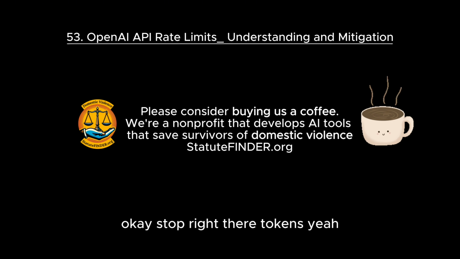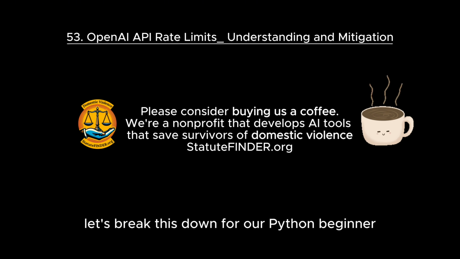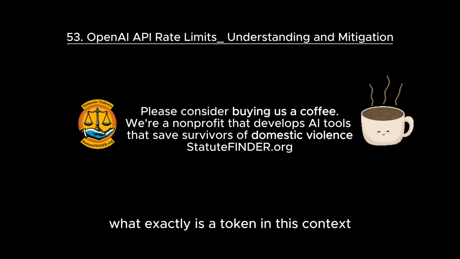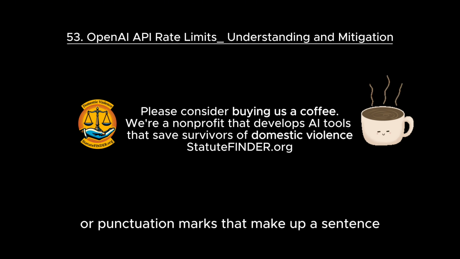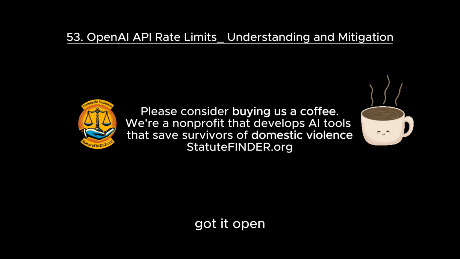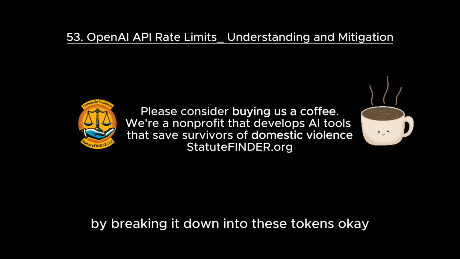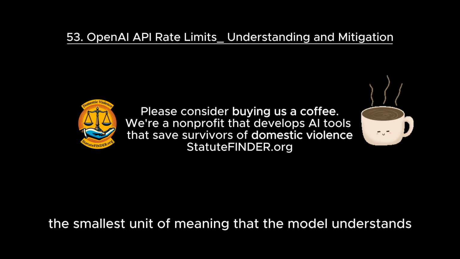Okay, stop right there, tokens. Let's break this down for our Python beginner. What exactly is a token in this context? So imagine tokens as the individual words or punctuation marks that make up a sentence. OpenAI's models process text by breaking it down into these tokens. Think of them like the smallest unit of meaning that the model understands.